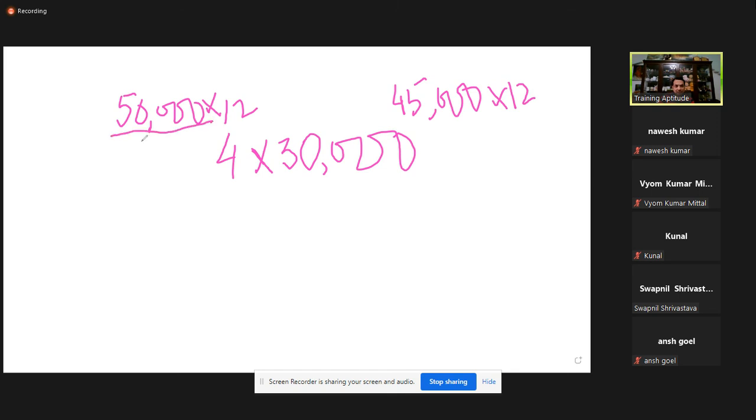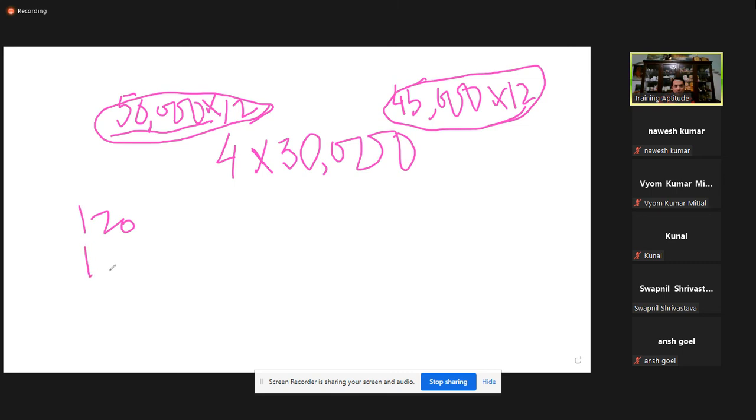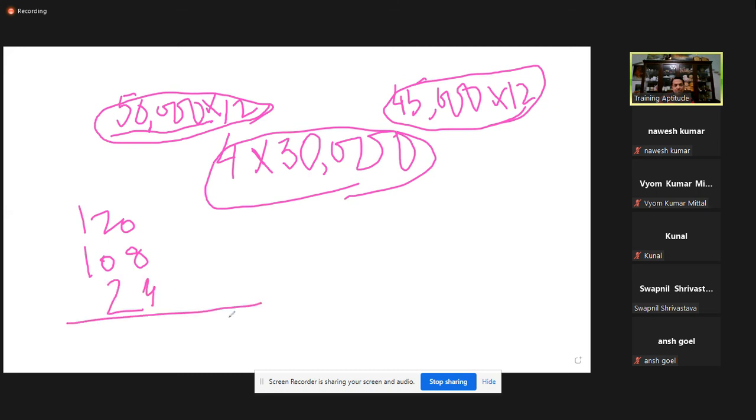I make this 10 parts. So 10 into 12, 120. I make this 9. 9 into 12, if I want to do orally, 108. And this is 6 parts, 24. So when I add them, I get 252. So his share will be 24 parts out of 252 into whatever was the dividend.